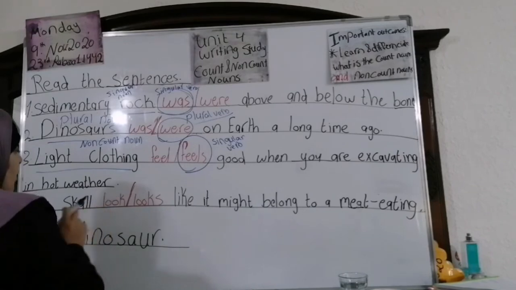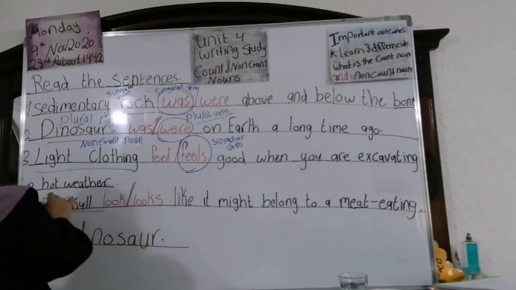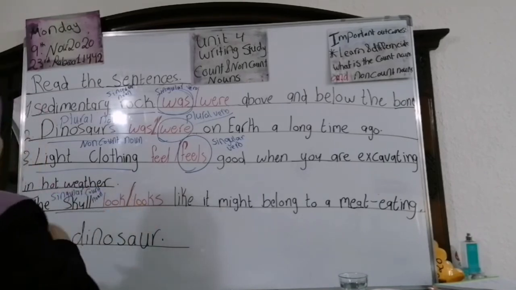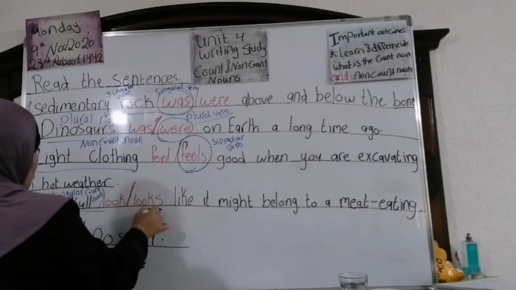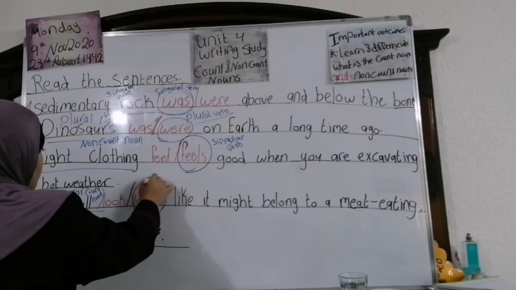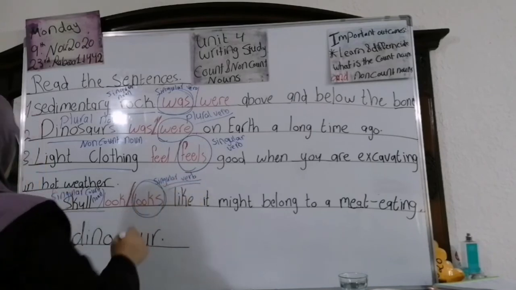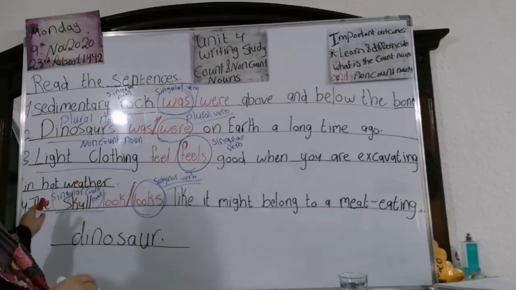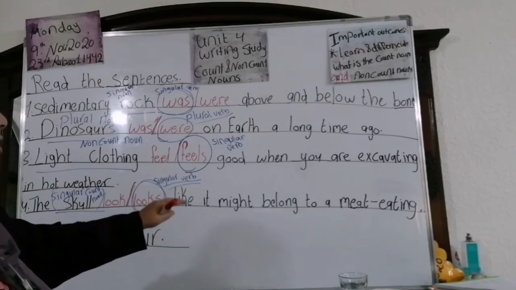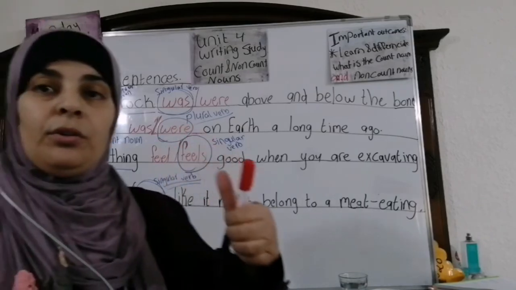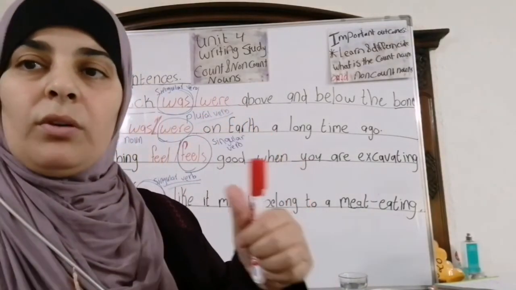This is for the plural. We want the singular because this is a singular count noun, okay? Why? So we're going to choose looks because this is a singular verb that goes with singular count nouns. So we're going to say the skull looks like it might belong to a meat-eating dinosaur. Is it okay? Is it clear for you? Stay with me, please, okay?